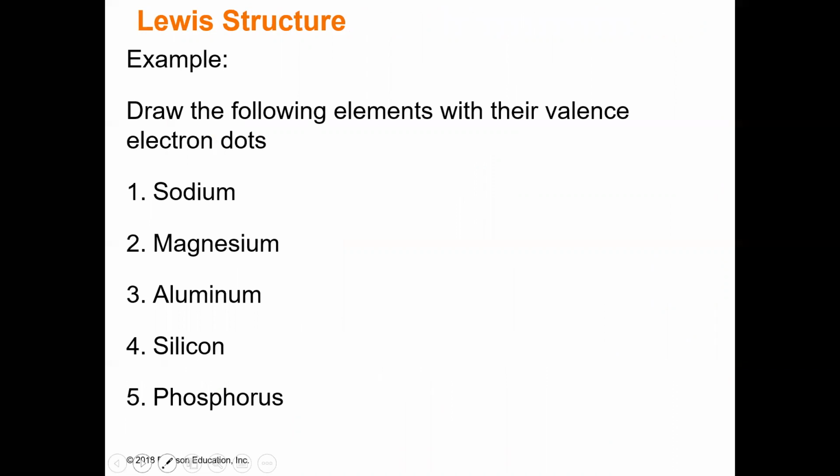Right? Let us try an example problem. We want to draw the following elements with their valence electron dots. For this, we need to determine how many valence electrons each of our elements have, and then we need to draw their element sign with the different valence electrons around them. Remember that we draw each one individually, and then we start pairing them up into a total of 4 different groups. I recommend pausing the video here and trying this out for yourself.